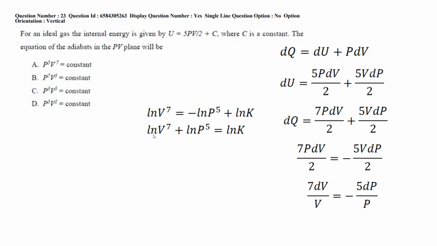Now this is of the form ln a plus ln b, and as you know, ln ab is equal to ln a plus ln b. So what we get is nothing but ln of P raised to 5 into V raised to 7 equal to ln k, and if you remove the ln, you get P raised to 5 into V raised to 7 is equal to a constant. So the thing which we got is nothing but option A. So option A is correct. Now, this process is similar to the process by which we derived the equation for the adiabatic process, that is P into V raised to gamma is equal to constant.